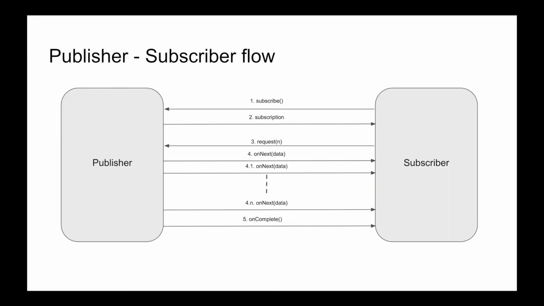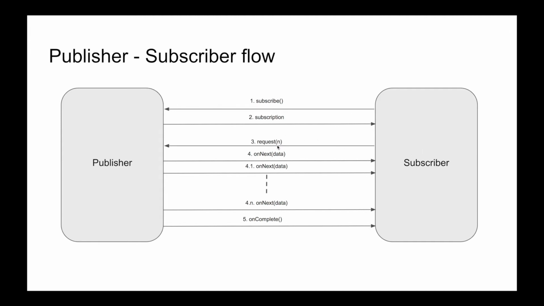For now, let's try to understand the publisher subscriber flow. In this diagram we have one publisher and one subscriber. Publisher is the one which will emit data, and subscriber is the one which will consume that data. Initially the subscriber will subscribe to the publisher, and then the publisher will return a subscription object to the subscriber. Then in the next call, the subscriber will request data.